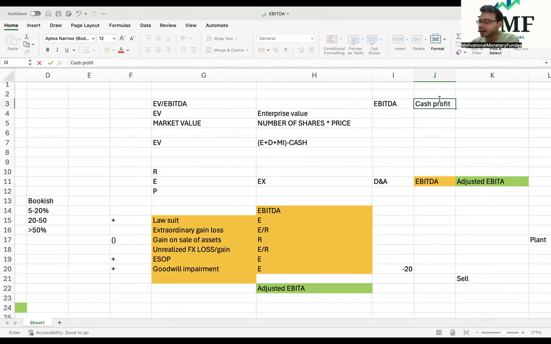So now we'll try to understand how we calculate EBITDA, and why is EBITDA called the cash profit for the firm? Here it's important to understand the logic for EBITDA.